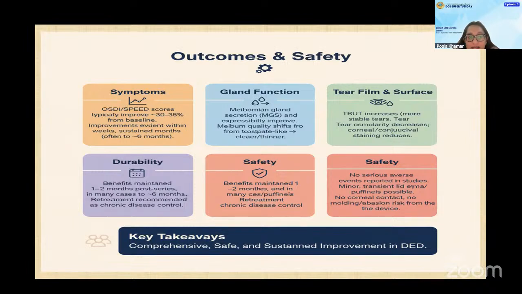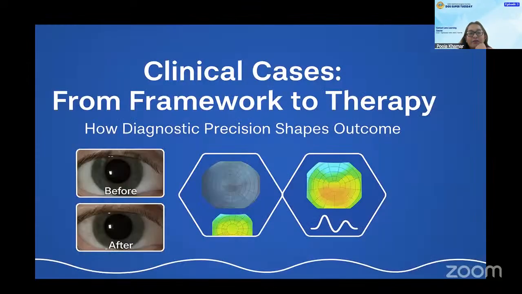As I said, the durability can be as good as 6 months, and there are no serious adverse events reported in studies. Minor or transient lid edema or puffiness is possible, but that is just transient, and by evening or the next day, the patient looks better. So it's a comprehensive, safe, and sustained improvement in dry eye disease, and it can be used for as many patients as possible, especially preoperatively and for contact lens discomfort.